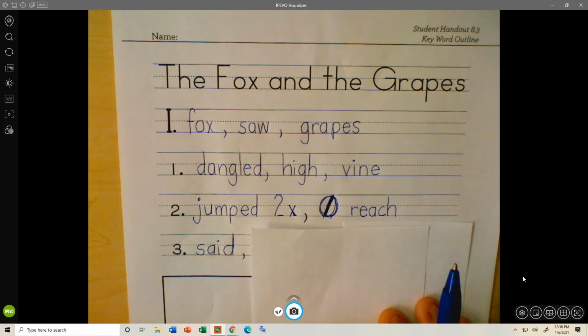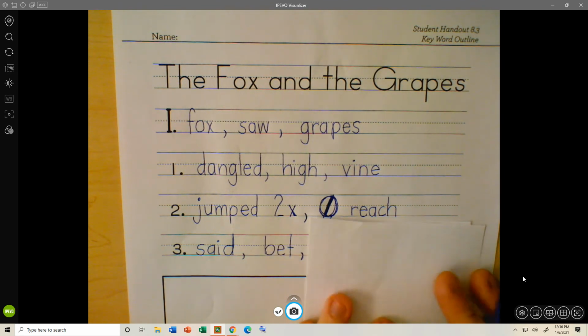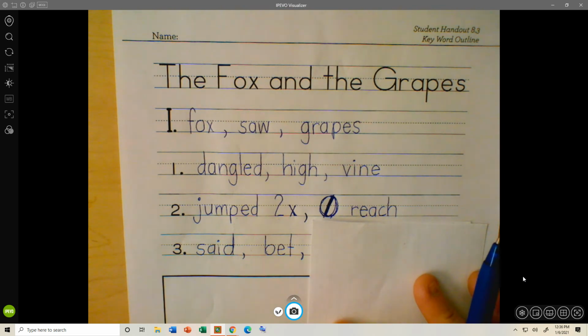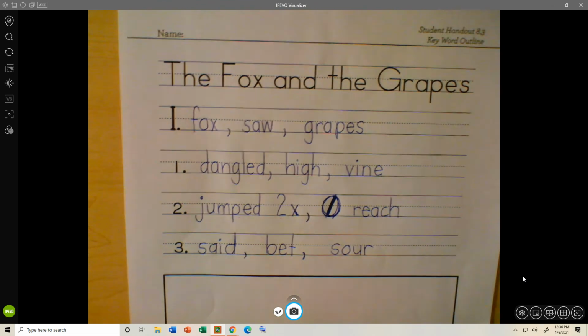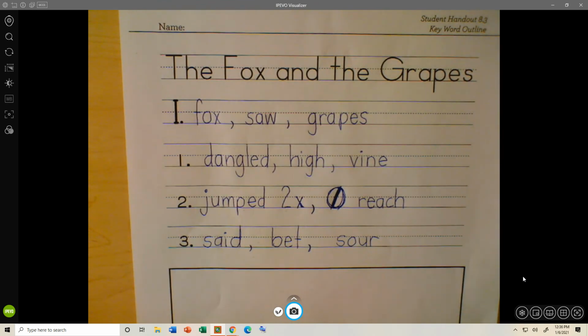Okay. Now, what did he say? He said he will bet. So they chose bet as an important word. And what does he bet? He bets that those grapes are sour. Okay. So in order for you to write this, you can click the pause so that you can get these final 2 lines on your paper. Okay.